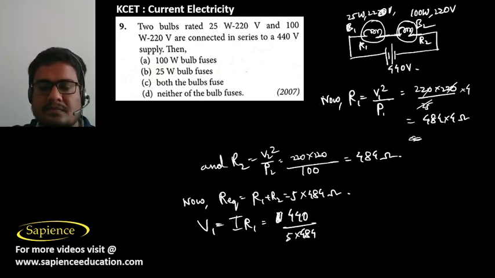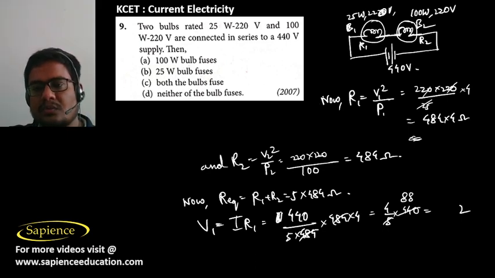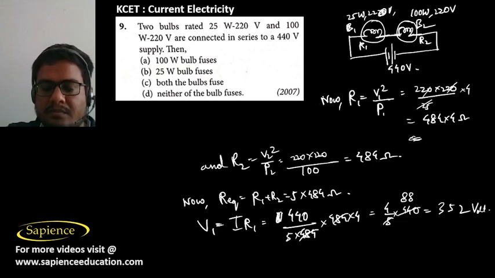V by R equivalent into R1, that is 484 into 4. So that is 4 by 5 into 440, that is 5 8 the 40, 4 8 the 32, 352 volt. So therefore the power consumed will be also higher.